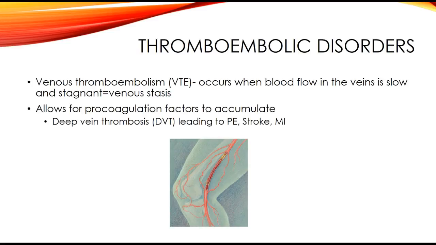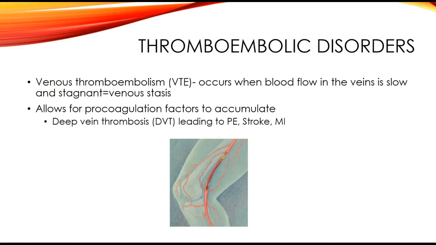So with thromboembolic disorders, you can have procoagulation factors accumulating, and again, you can have the deep vein thrombosis, so the clots that are sitting in the periphery in the legs. These can be caused from immobility or some type of trauma, surgery, hypercoagulated states, and some drug therapies can lead to DVT, such as birth control pills.